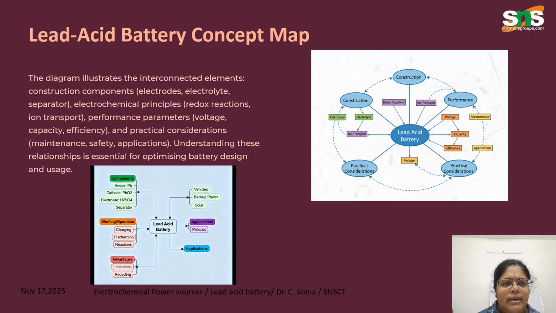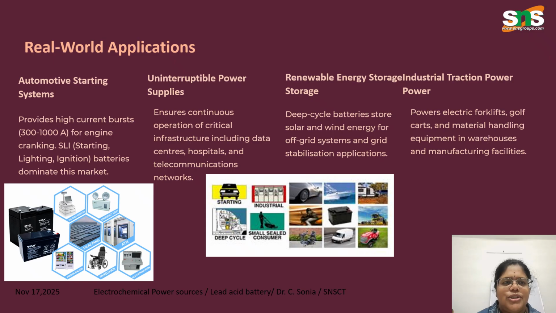So this is the concept map of the lead acid battery. The diagram illustrates the interconnected elements: construction components, electrodes, electrolyte, separator, electrochemical principle, redox reaction, ion transportation, performance parameters, and practical considerations. Understanding these relationships is essential for optimizing the battery design and usage. There are real world applications like automotive starting systems, uninterruptible power supplies, renewable energy storage, and industrial traction power pumps.